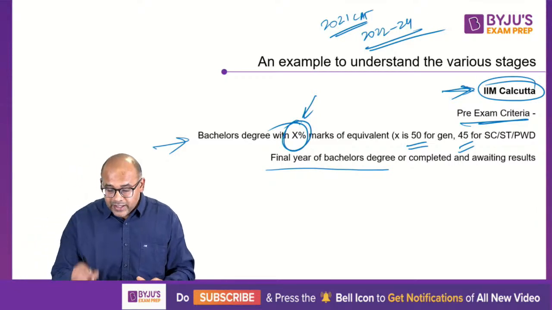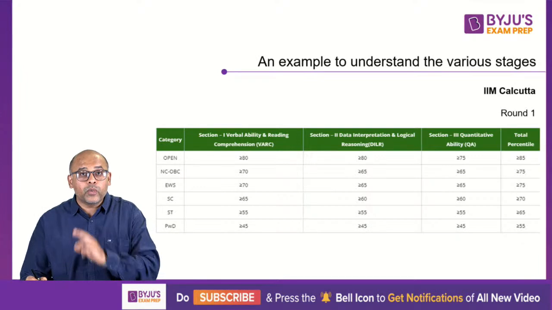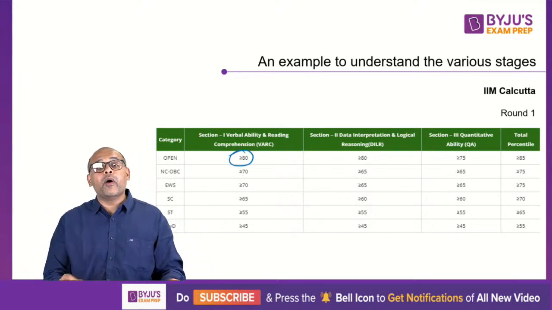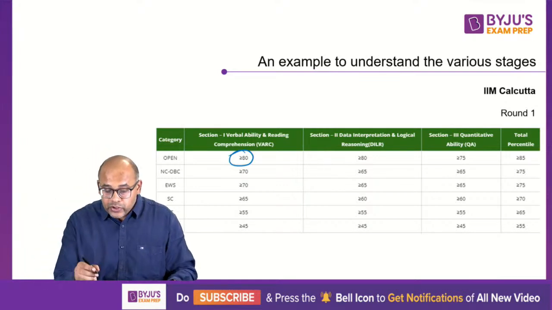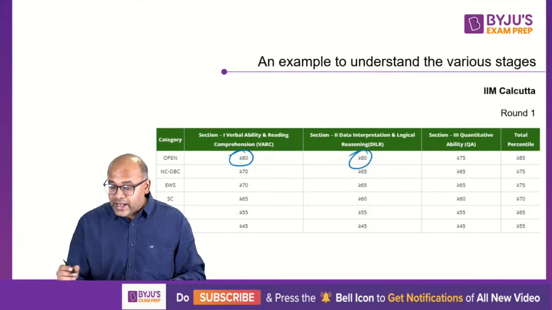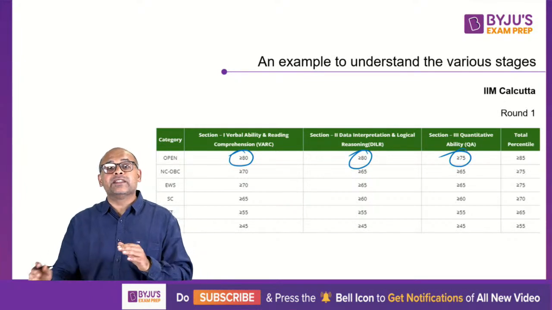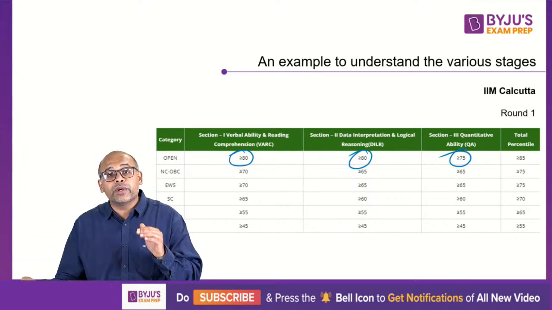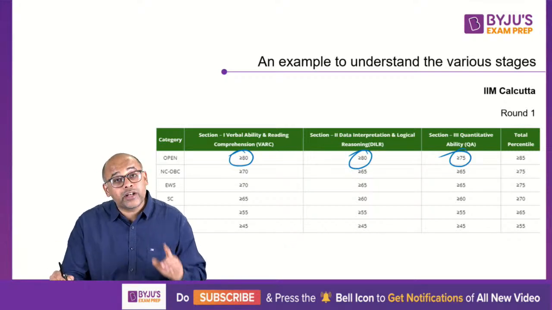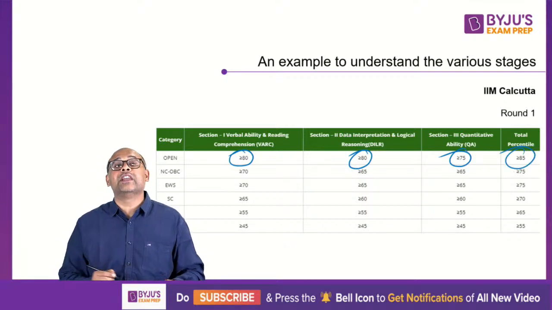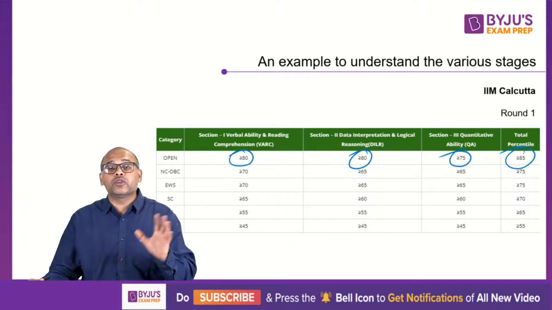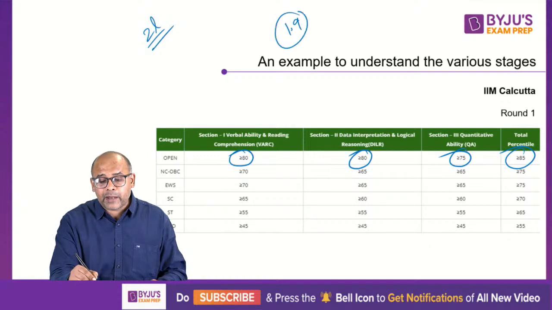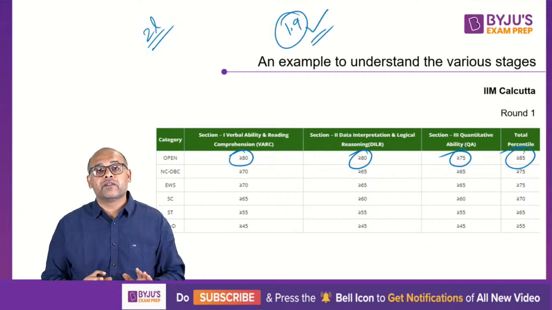Once these criteria are met, you will go to round 1. In round 1, Calcutta says, look, I need students who score above 80 percentile in English, 80 in LRDI, and 75 in maths. For some reason, they bring maths down. The basic requirement for maths is only 75 percentile, and overall also it is 85. So I will look at only those students. In the example, out of 2 lakh people, let us say 1.9 lakh people are meeting Calcutta's requirement.